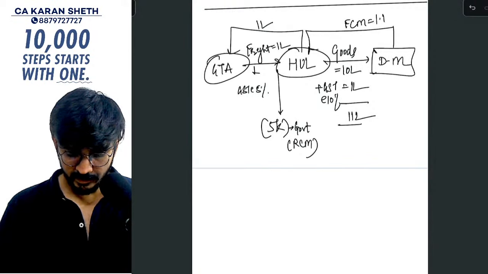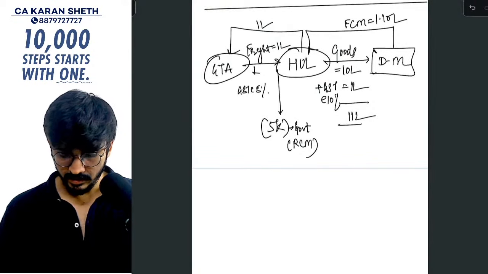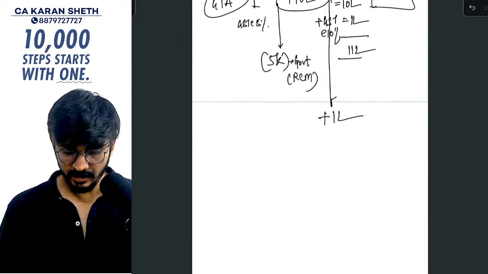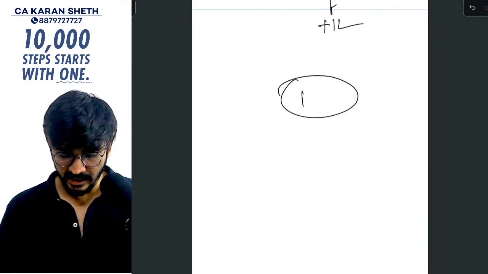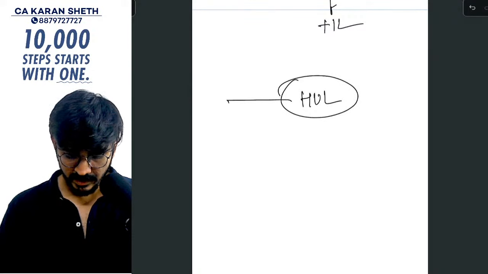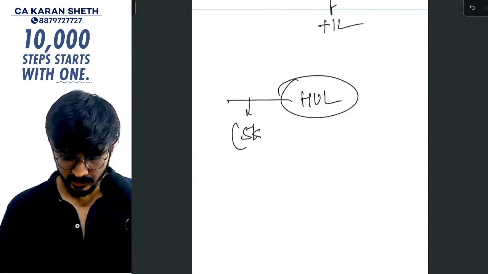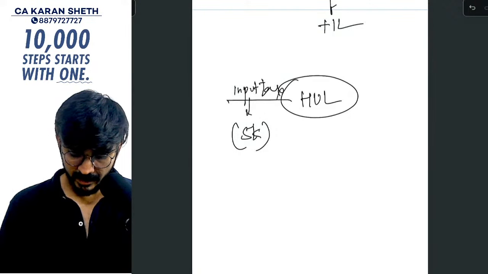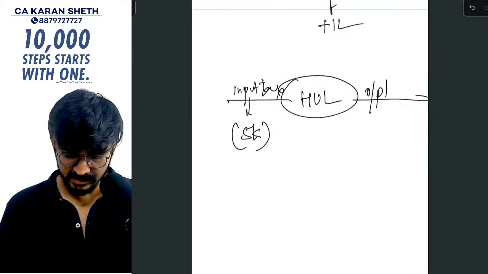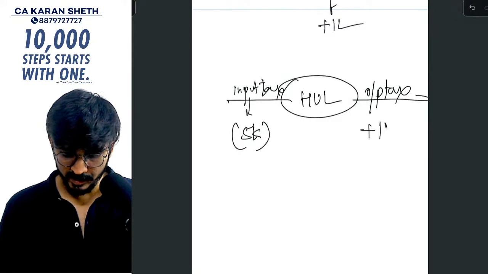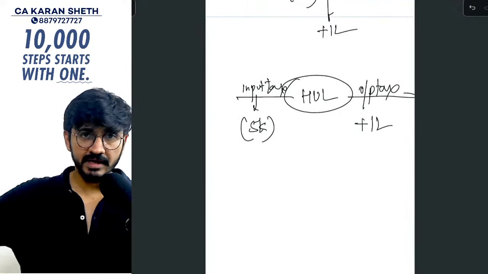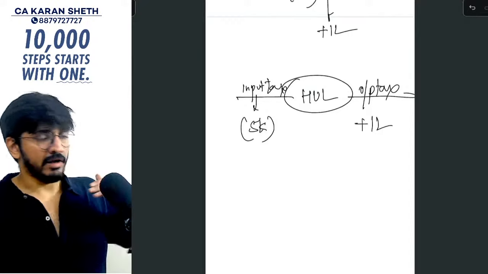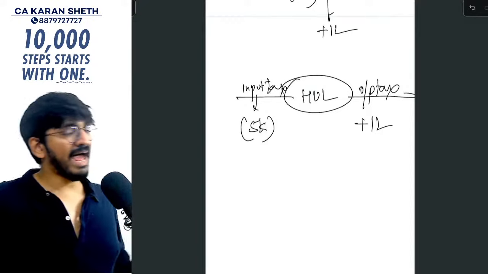He pays 1,10,000 to HUL. Got it? So that's 1 lakh here. From HUL's angle, he has landed up paying 5,000 as input tax, and the output tax he has charged is 1 lakh rupees, which he has got from DMart. So 5,000 out, 1 lakh in.